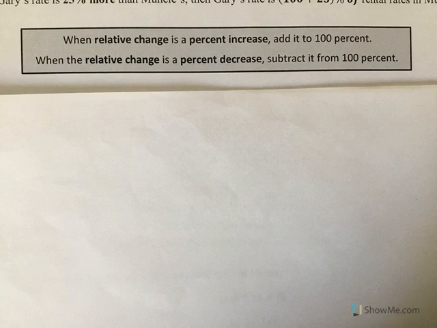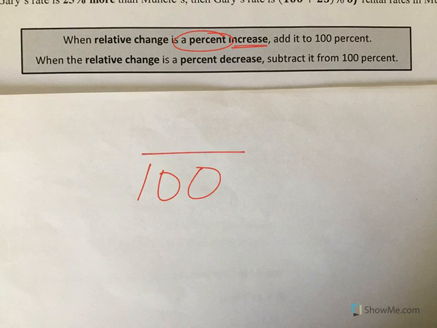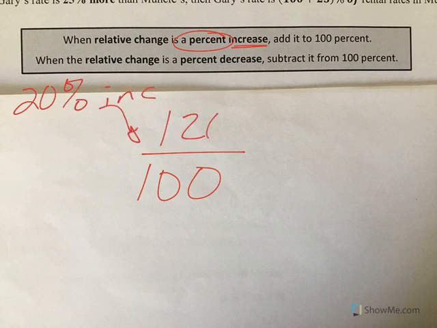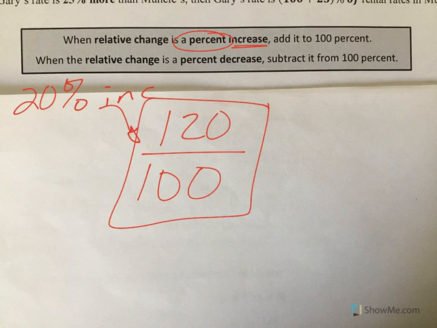All right, let's play with relative change as percent change. So we're talking about percent increase and percent decrease. Now, hopefully, when I say percent, you think 100. 100 is always our reference when we're talking about percents. So if we're talking about a percent increase, that's going to be bigger than 100. So if I would say there's a 20% increase, that would result in a 120 over 100 ratio.